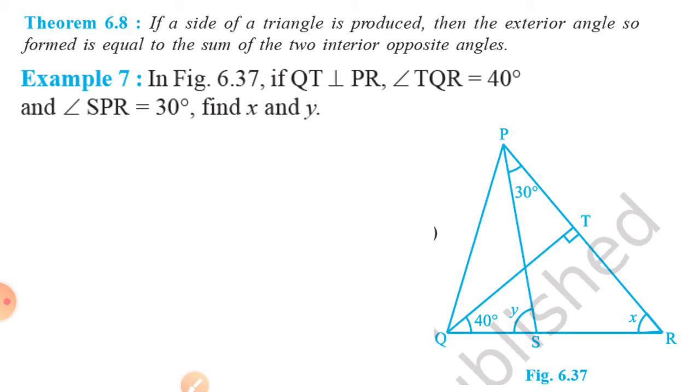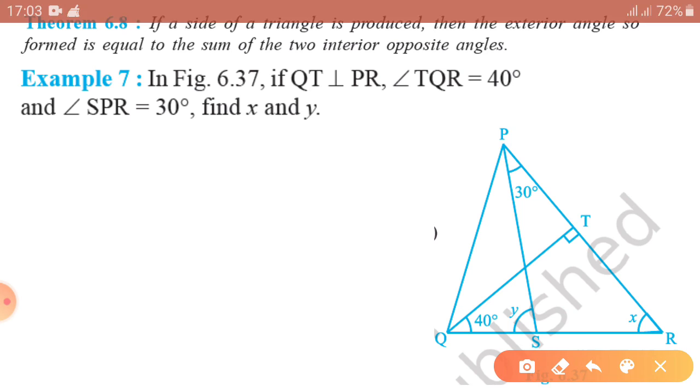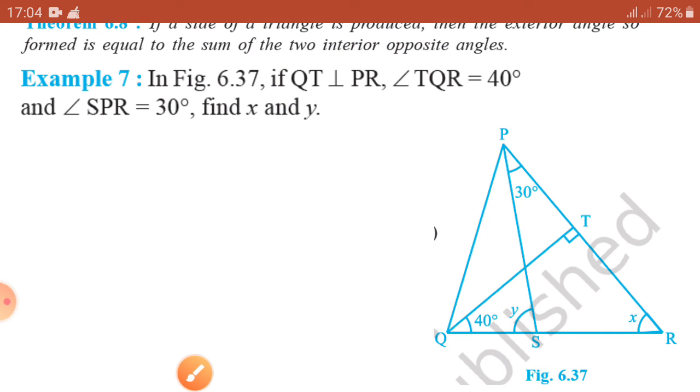Okay, now we are having the example 7. Now look at the figure very carefully. 6.37 figure. Here it is. If QT is perpendicular to PQ and angle TQR is 40 degree and angle SPR equal to 30 degree, find X and Y. We have to find out this angle and this angle.